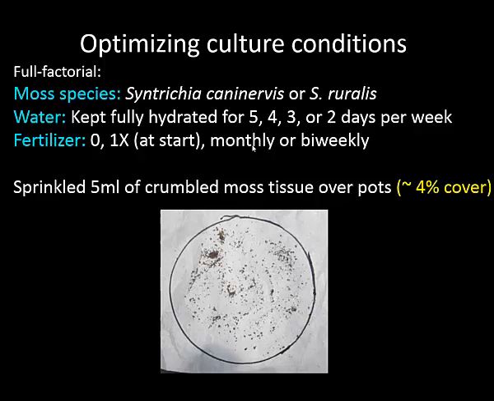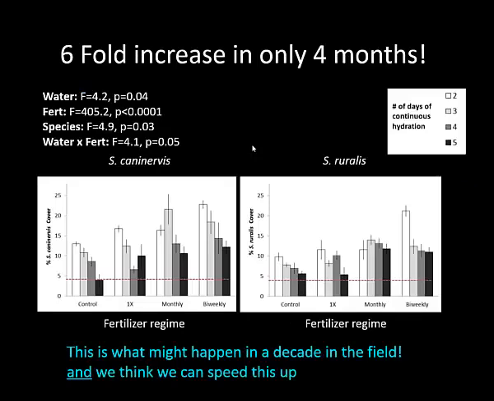And after just 4 months, this is what we saw. I mean, this is just amazing. Okay, so these graphs are showing you on the y-axis, Syntrichia caninervis cover or Syntrichia ruralis cover. The red line shows where we started. So the x-axis shows you our fertilizer regime, and then they're color-coded by hydration. And so I don't want you to take away all the nitty-gritty details except to say that, 1, we grew mosses, and we actually grew them pretty fast, and a lot of them.